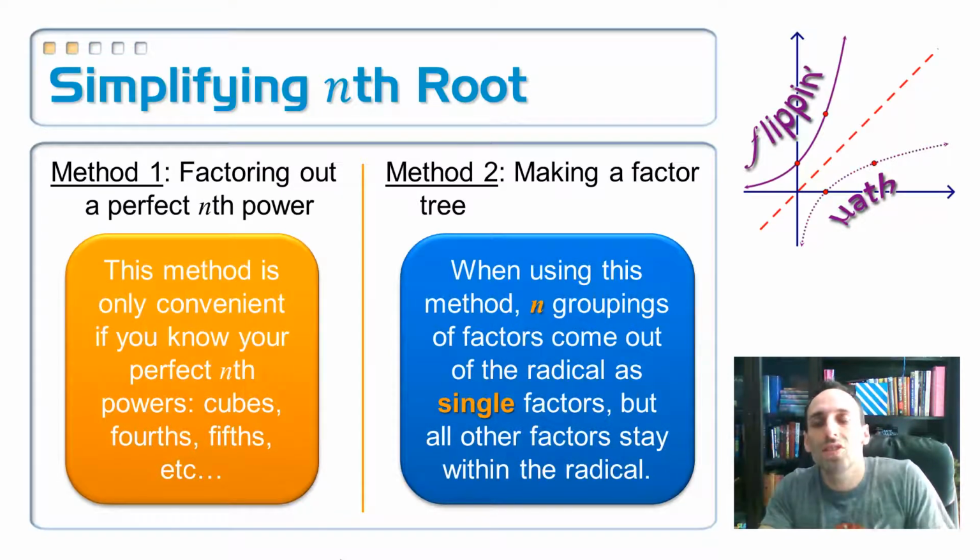And those come out as single factors. Anything that's left behind has to stay on the inside. If they don't reach up to the perfect cube, then they have to stay on the inside. If you have more than one, you have to multiply them all together.